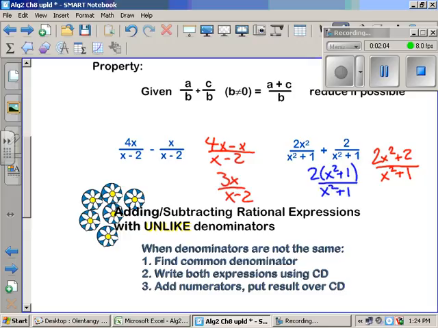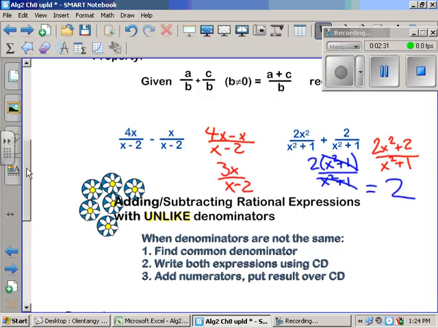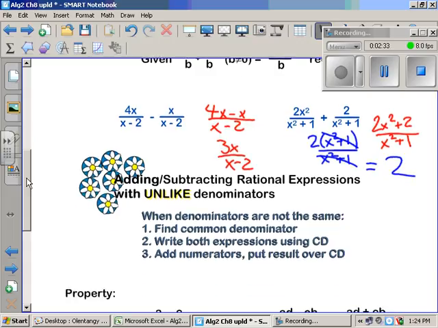So can I simplify that at all? Yeah. Both x squared plus 1's cancel, so the final answer is just 2. So 2x squared over x squared plus 1 plus 2 over x squared plus 1, the answer is 2. It's a really, really complicated way to write 1 plus 1. All right? So that's pretty simple, right?